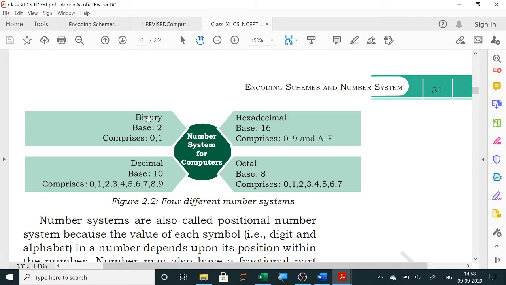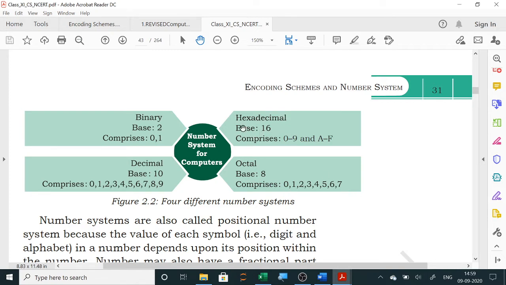In binary, bi means 2, so it is a number system with base 2 and comprises only 0 and 1. This is our machine language or low-level language, the language of on and off, where on means 1 and off is 0. Next is decimal, which we have learned till now in maths, where the base is 10. So we use 10 digits from 0 to 9. Next, octal, base 8, with 8 digits from 0 to 7.